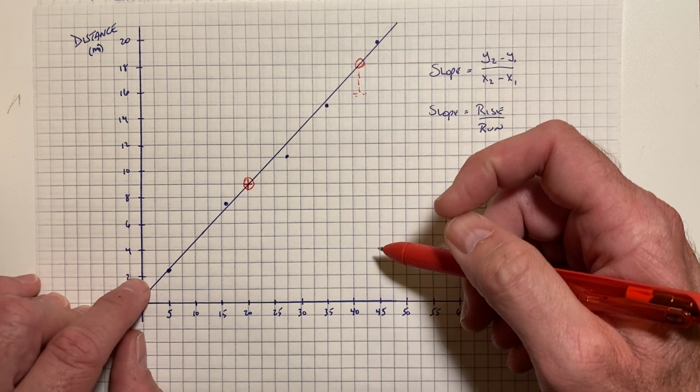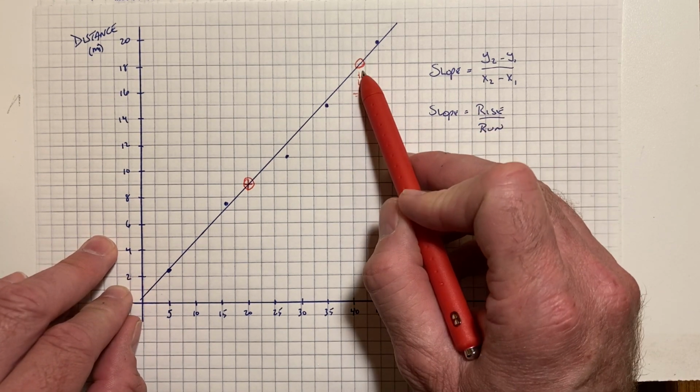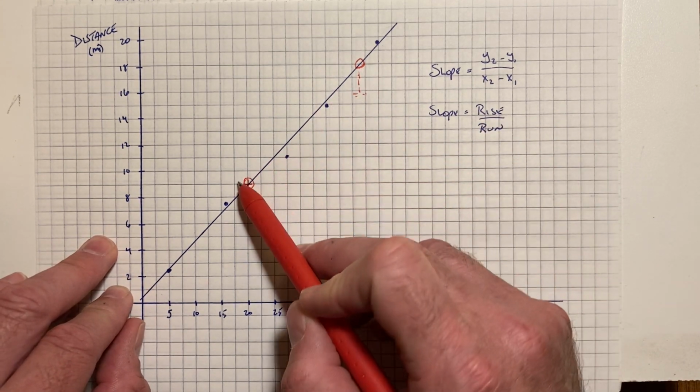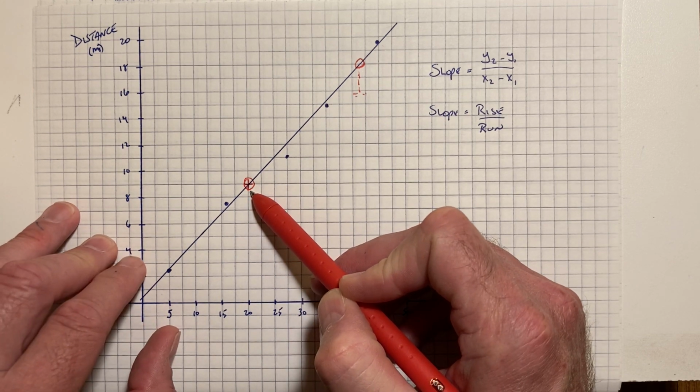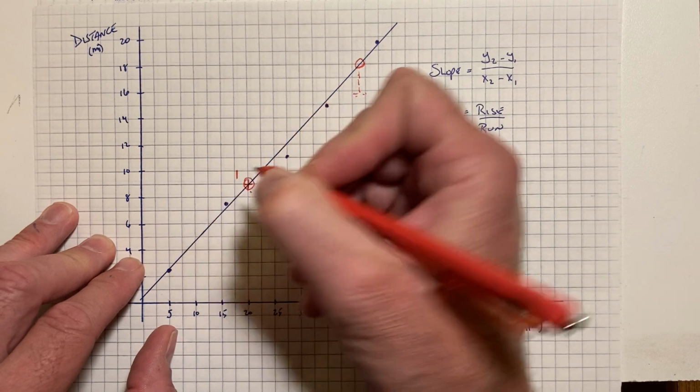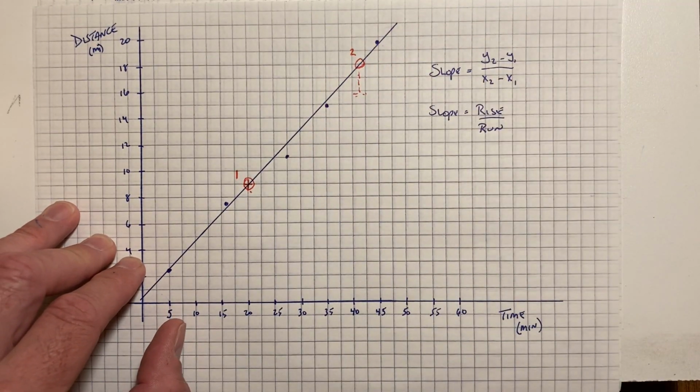And we need to label these things point 1 and point 2. It actually doesn't matter whether you call this one point 1 or point 2, or this one point 1 or point 2. You just have to name them and stay consistent. So I did this one first, so I'm calling it point 1, and this one's point 2 because I did it second.